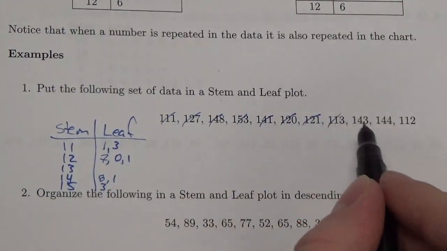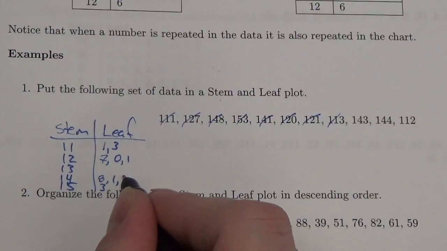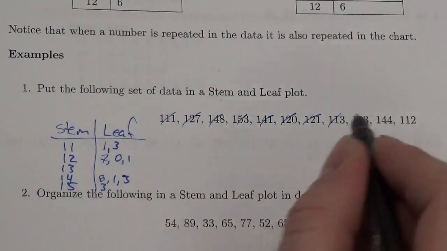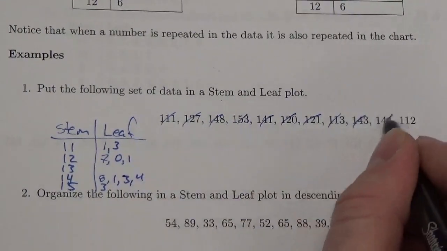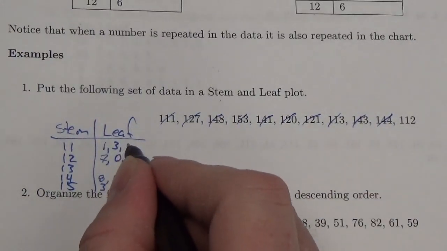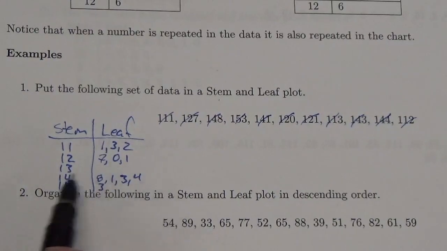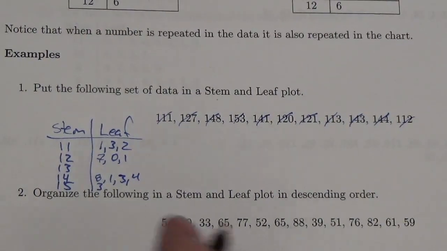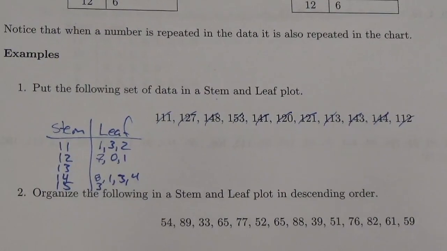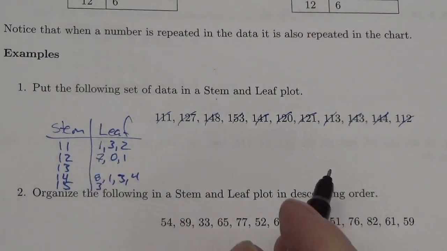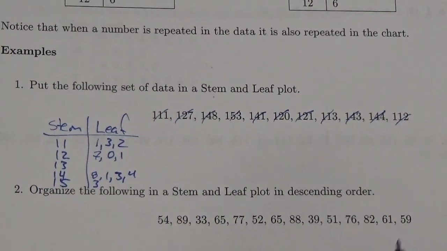113 is going to go right there. That 3, 143, sorry, put a 3 there. 144, and then 112. Now notice there was nothing at the 13, 130, nothing there. That's okay. That little blank there also gives me some information.